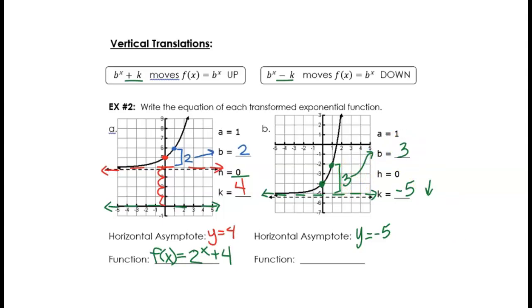And the final thing that I need is the function. So maybe I can get the function from Azuli. f of x equals 3 to the power of x. And then what? Minus 5. Yes, ma'am. Awesome.